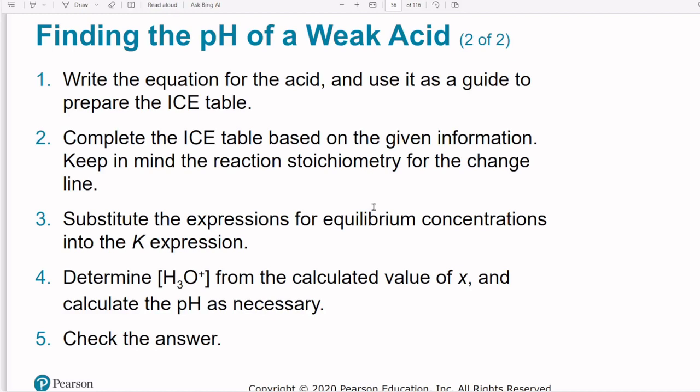To find the pH for a weak acid, first we write the equation for the acid and use it as a guide to prepare an ICE table. We'll discuss what that means in just a minute.